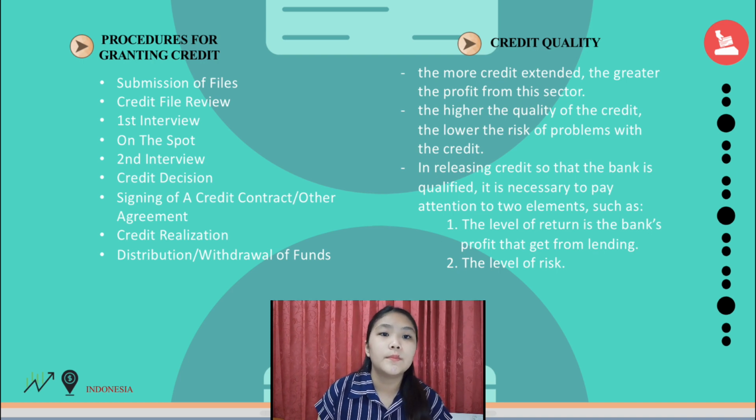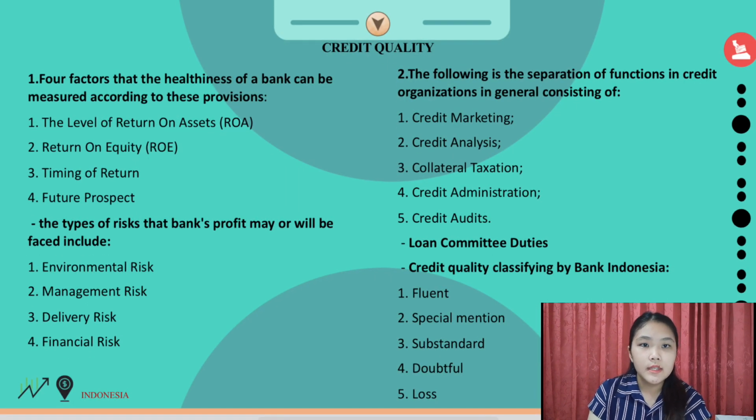In releasing credit so that the bank is qualified, it is necessary to pay attention to 2 elements. Number 1, the level of return, which is the bank's profit from lending. To be considered healthy, the amount of profit earned must comply with applicable regulations. Number 2, the level of risk. This means the level of risk faced against the possibility of losing the bank's profit from the credit distributed. In general, the types of risks include environmental risk, financial risk, and delivery risk.